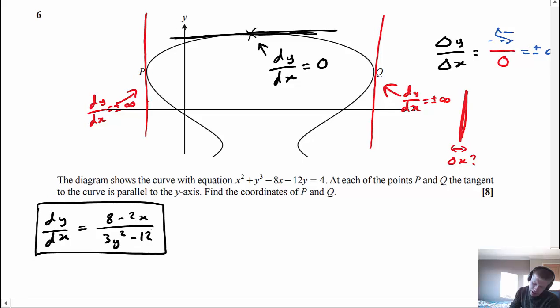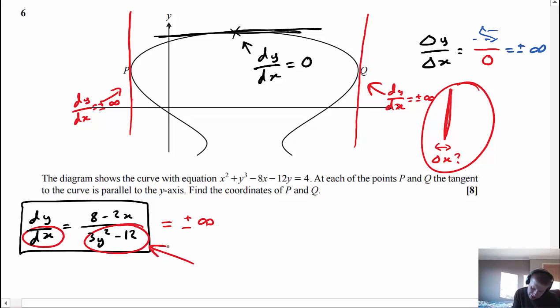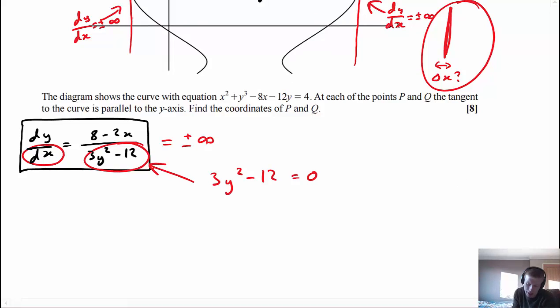So if the gradient is infinity at this point, it must mean that I'm dividing by 0. A vertical line means the change in x, how far I move across, must be 0. So in other words, that denominator there, 3y squared minus 12, must be 0. And then it's just a case of solving that.